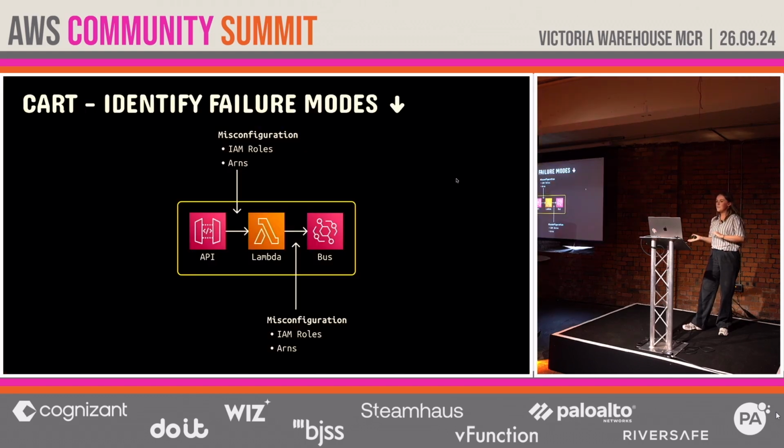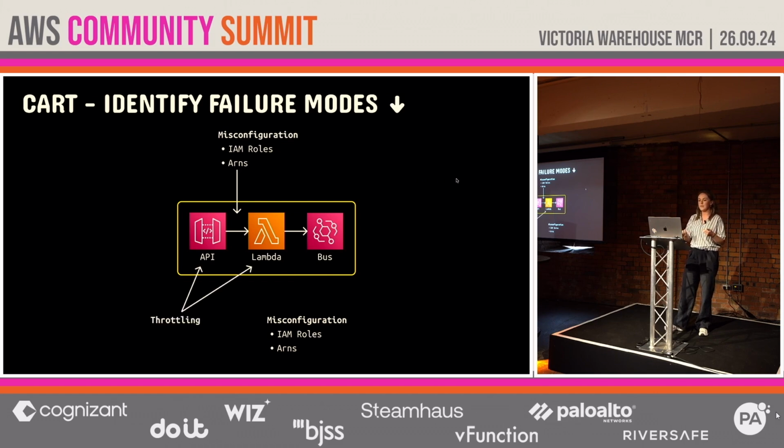So coming back to when I said that we'd come back to the cart failure modes, we had these misconfigurations and we talked about throttling as well. Throttling can happen at the API Gateway level, probably caused by Lambda scaling up quickly. Lambda can take a little bit of time to scale up, so you might get some throttles. You don't want to lose information.